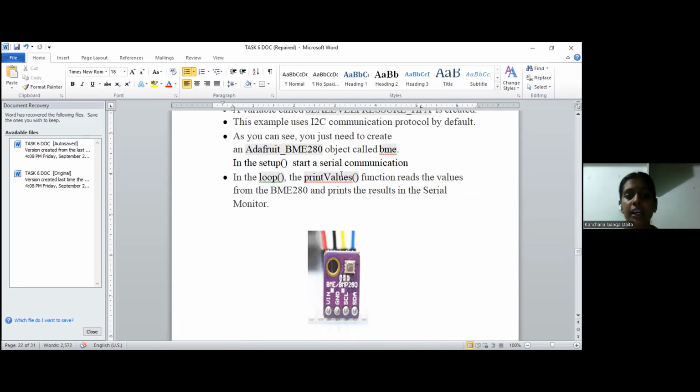After that, we can create an object like Adafruit_BME280. As we are using serial communication, it will set a baud rate. After that, in the loop, we can print the values accordingly. Similar to the MQ135 sensor, we can print it as less than or greater than by using conditional statements. We can print the results in the serial monitor.